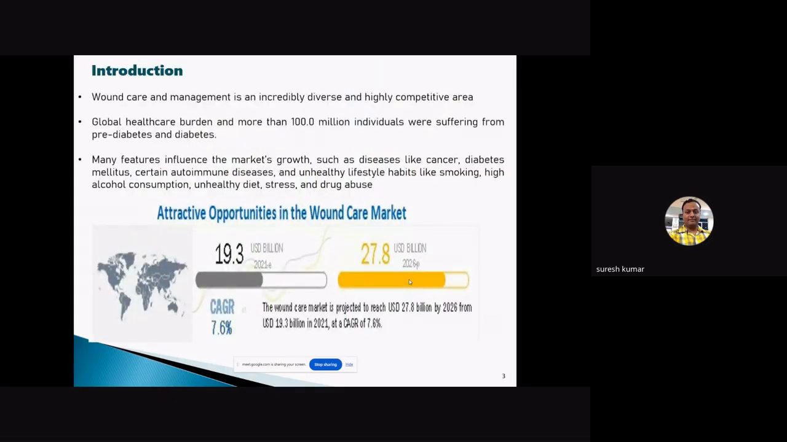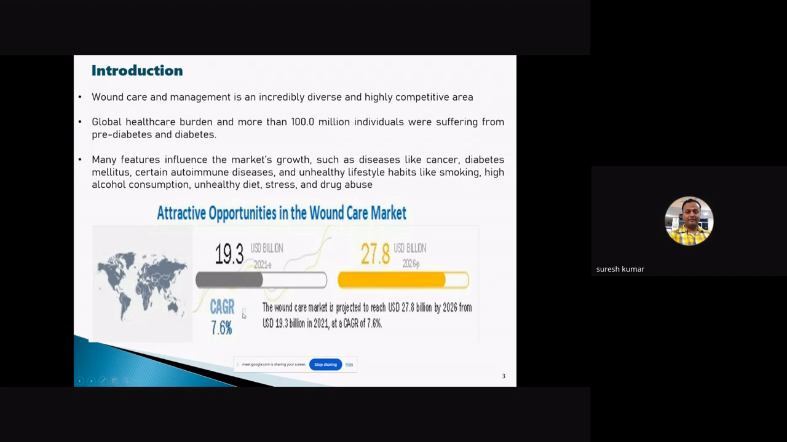Particularly, I'm going to talk more about wound care. Before going to the R&D results, I will give you a brief introduction to wound care management. If you take the global healthcare burden, more than 100 million individuals are suffering from pre-diabetes and diabetes. Many factors influence market growth, such as diseases like cancer, diabetes mellitus, and autoimmune diseases, and unhealthy lifestyle habits like smoking, high alcohol consumption, unhealthy diet, stress, and drug abuse, which are influential factors that affect wound care.